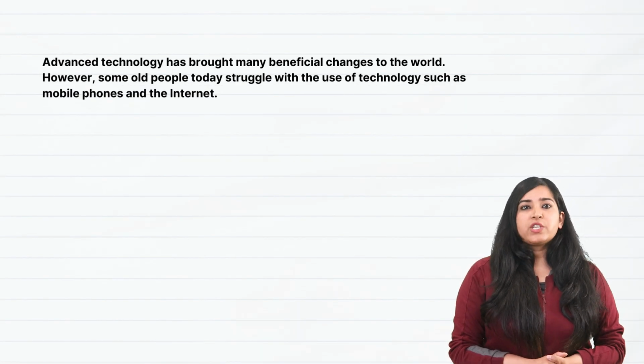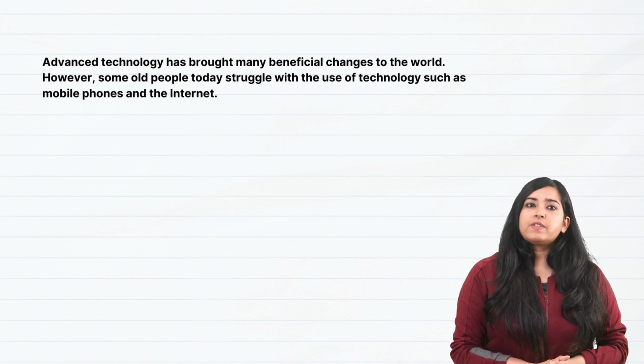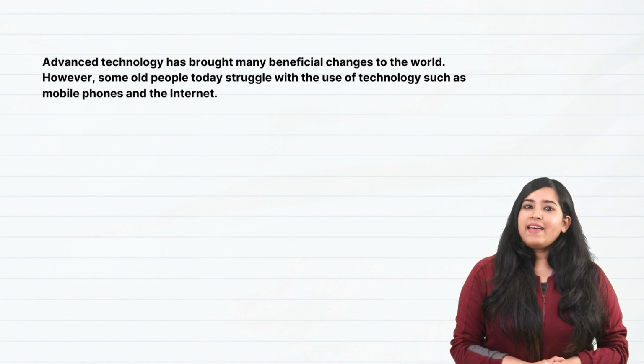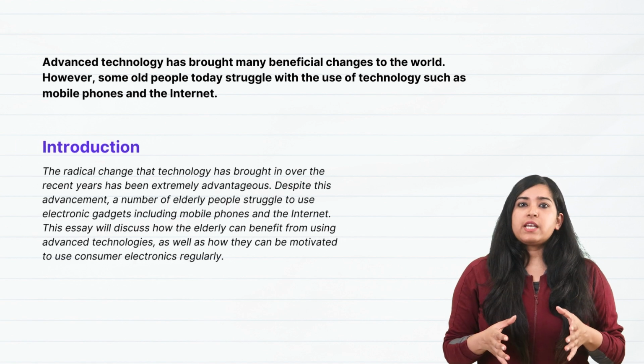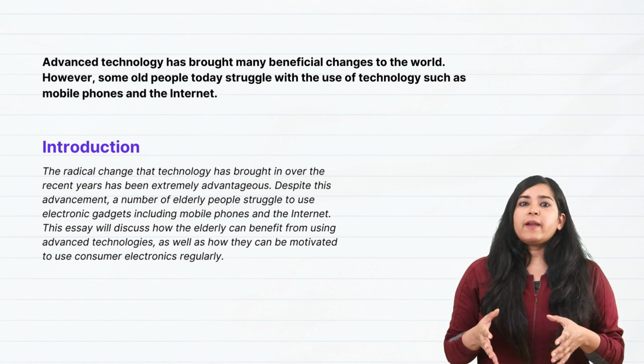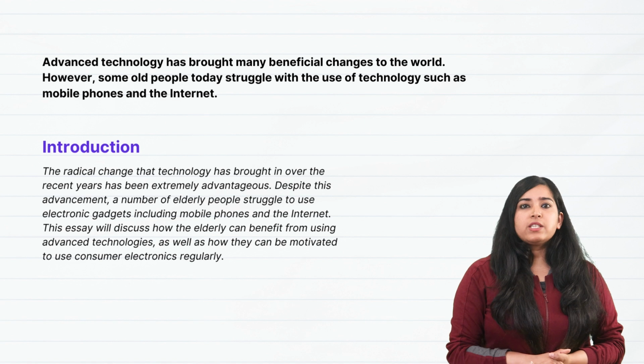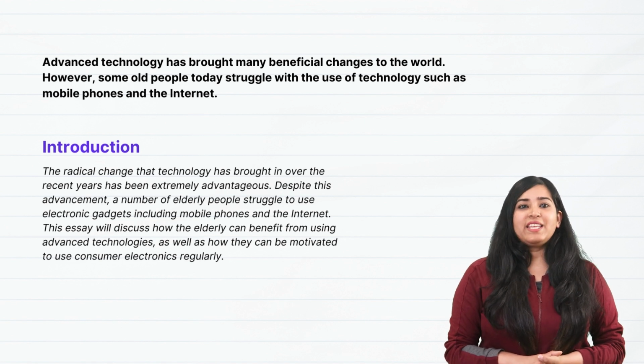So, paragraph 1, where we paraphrase the introduction. Here it is. Advanced technology has brought many beneficial changes to the world. However, some old people today struggle with the use of technology such as mobile phones and the internet. The radical change that technology has brought in over the years has been extremely advantageous. Despite this advancement, a number of elderly people struggle to use electronic gadgets, including mobile phones and the internet.